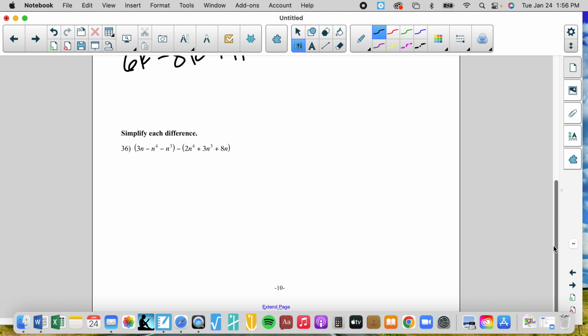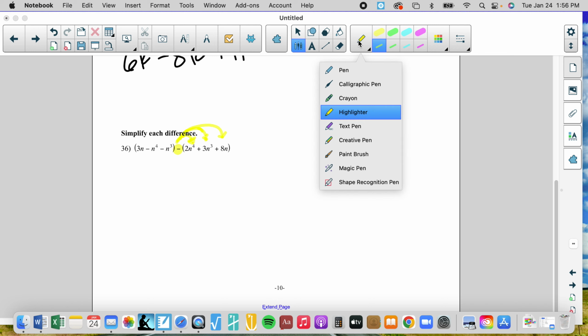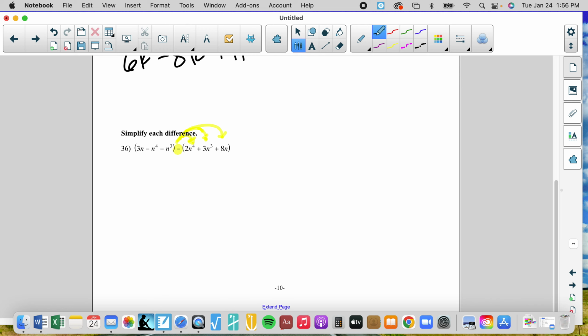Now when we have a negative this time outside of the parentheses, that will affect it, because we know that that's a negative 1. So when I multiply negative 1 times anything, I'm going to get its inverse or opposite value. So now we got to be very aware. It's still not going to affect the parentheses to the left. So we get 3n minus n to the fourth minus n to the third. This time we're multiplying negative 1 times 2n to the fourth, which makes negative 2n to the fourth. We have negative 1 times 3n to the third, which gives us negative 3n to the third. And negative 1 times 8n, which gives us negative 8n. So all the signs inside will change.